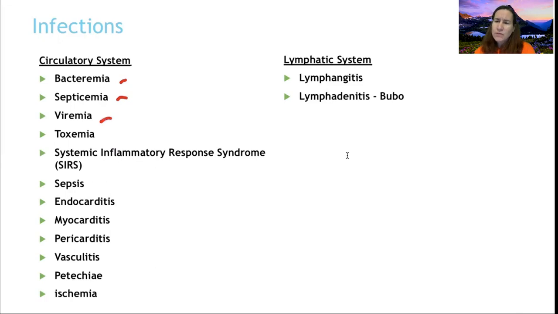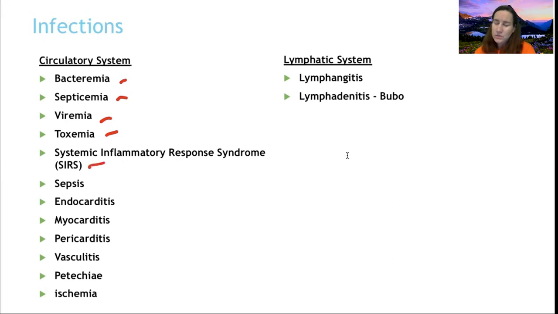Viremia. What if those bacteria made toxins like E. coli we talked about? It's hemorrhagic toxin that it makes. That would be toxemia, or any of these other guys that we have talked about. There's so many toxins coming from different things like salmonella and campylobacter. And if you got toxins in the blood, toxemia.